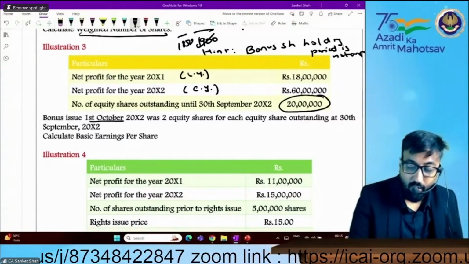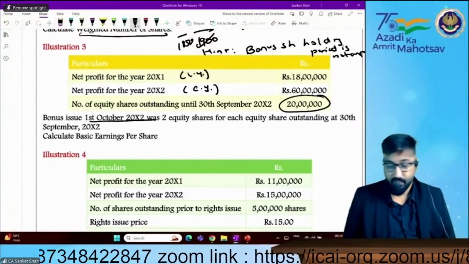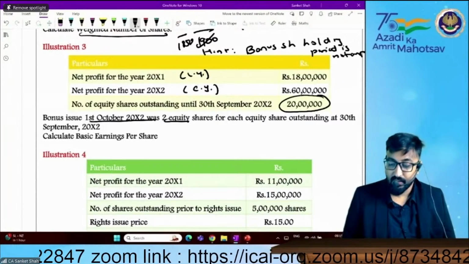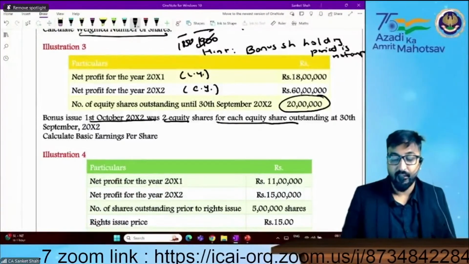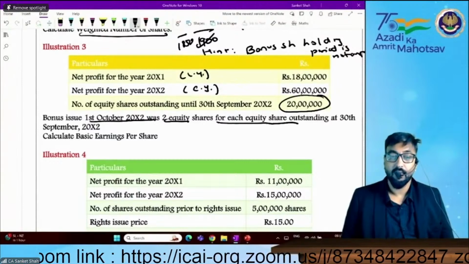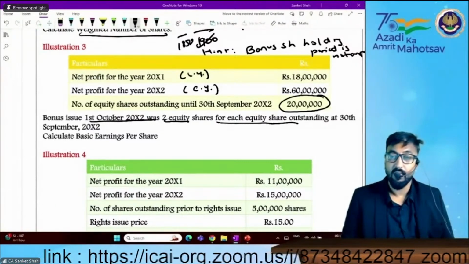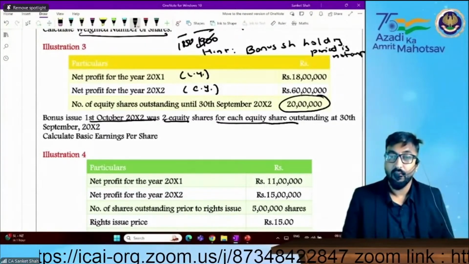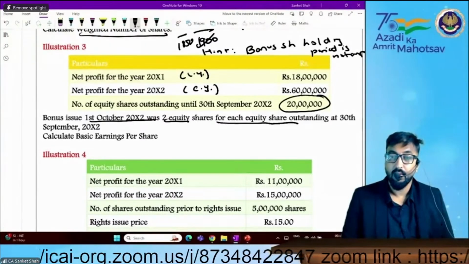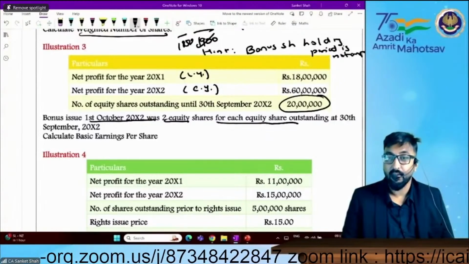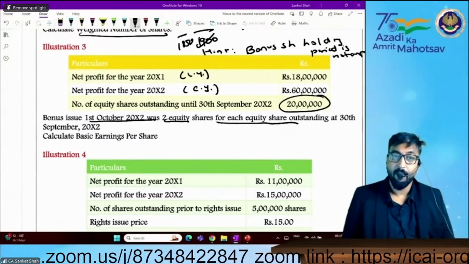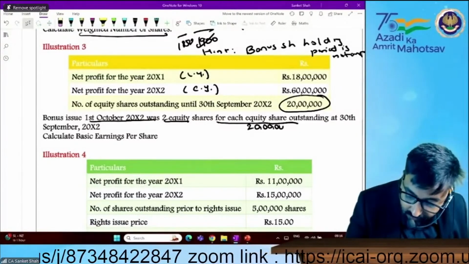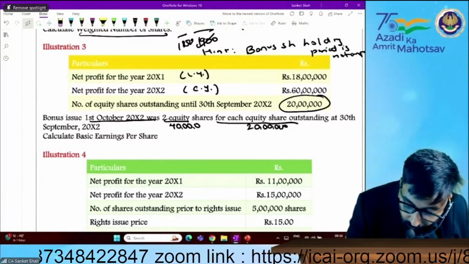On 1st October 2002, the company issued 2 equity shares for each equity share. For each equity share. Means what? For 20 lakh shares, the company issued bonus shares of 40 lakhs.